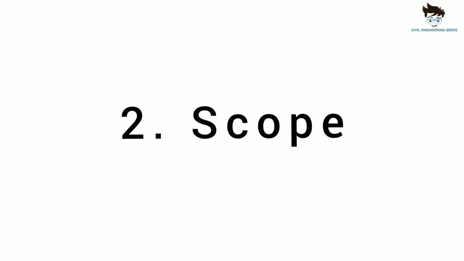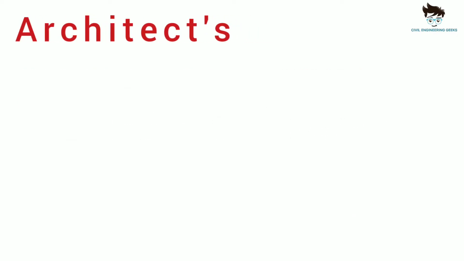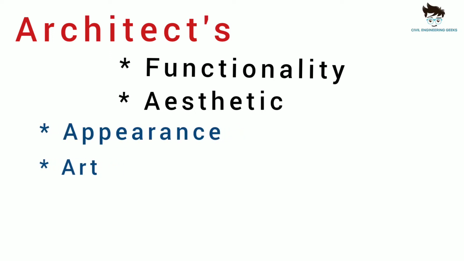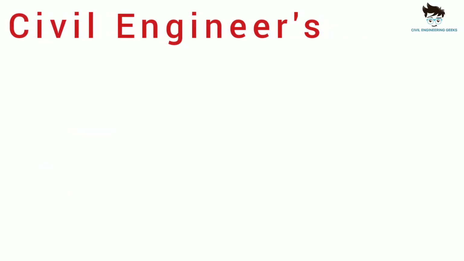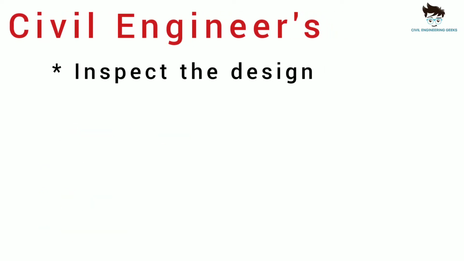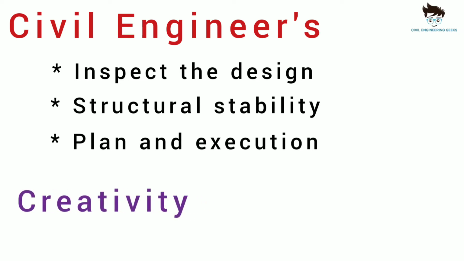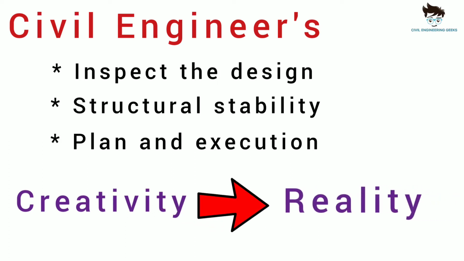Number 2. Scope. Architects' prime focus is upon the functionality and aesthetic part of the design of buildings or structures. They deal with the appearance, the art, the feel and culture of any structure while also keeping in mind the basic structural elements of the building. But civil engineers inspect the design in the aspect of structural stability and plan and execute or construct the architectural design to bring the creative imagination of the architects into reality.